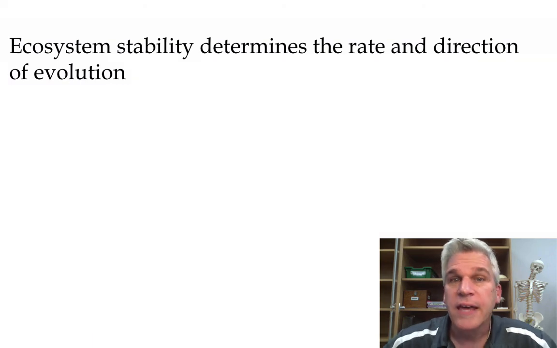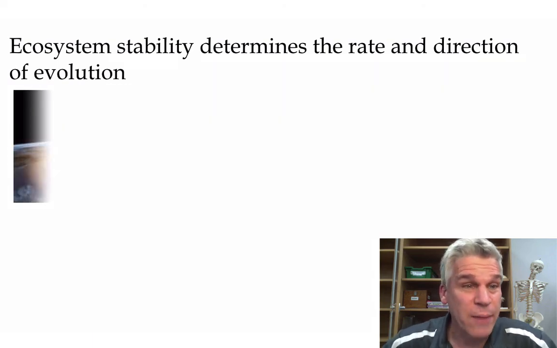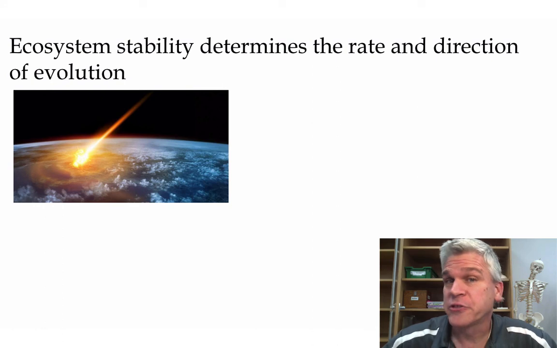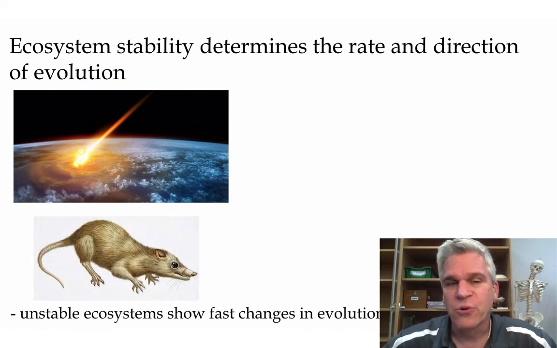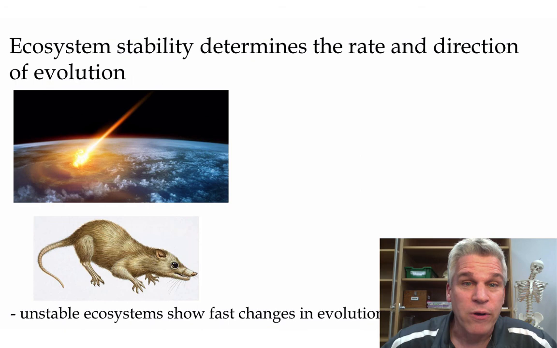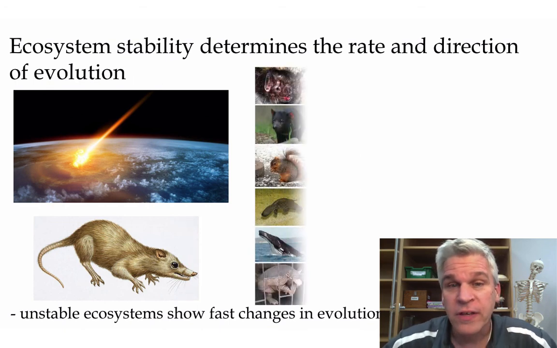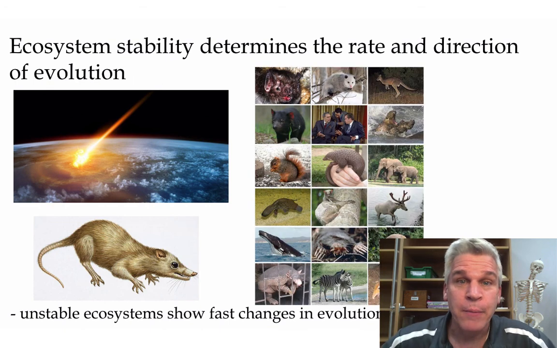In cases where the ecosystems change rapidly, let's say a meteor strike 65 million years ago, the mammals were these little rat-like creatures. These unstable ecosystems can show fast changes in evolution, and we rapidly saw mammals evolving into all the different types of mammals that we see today.